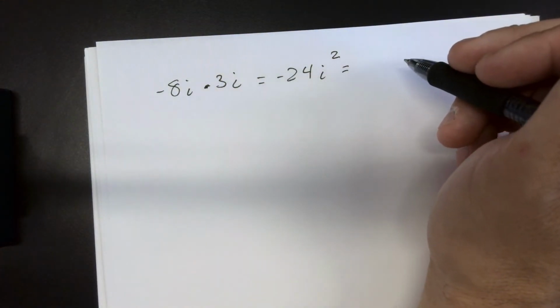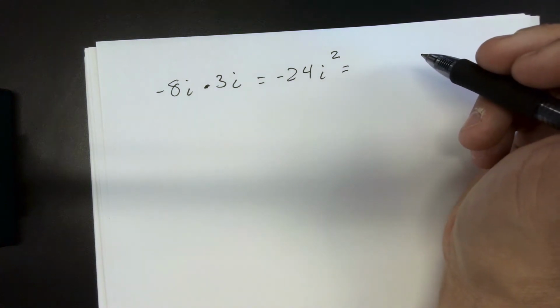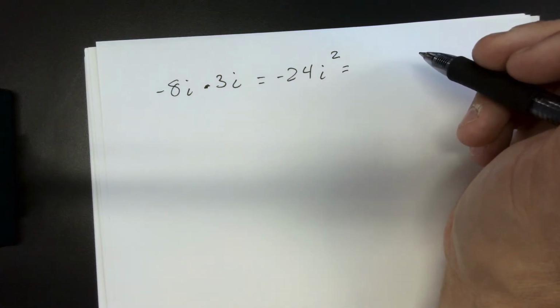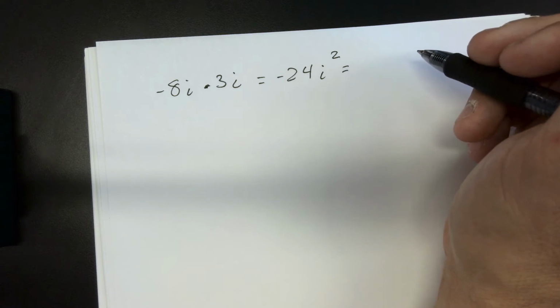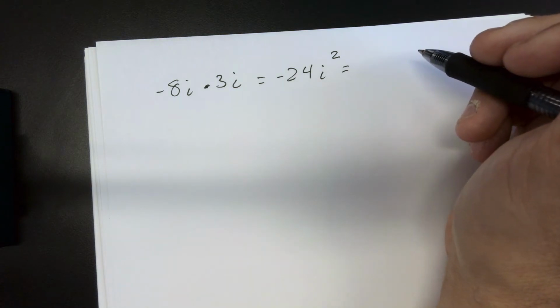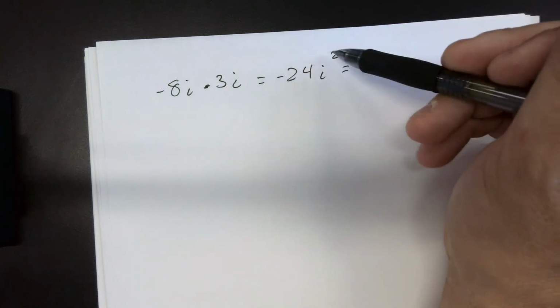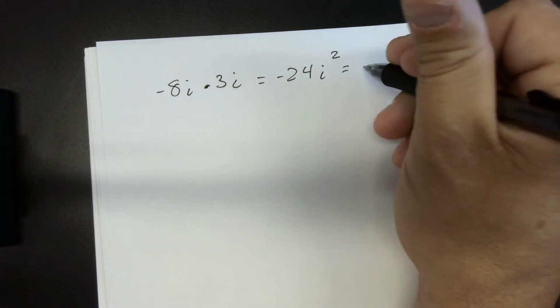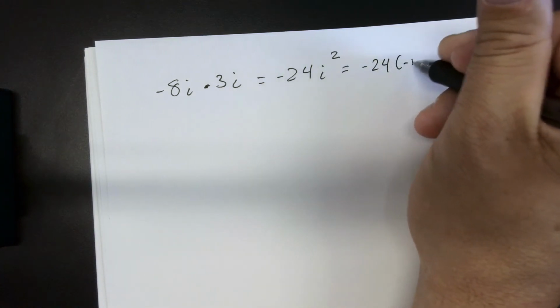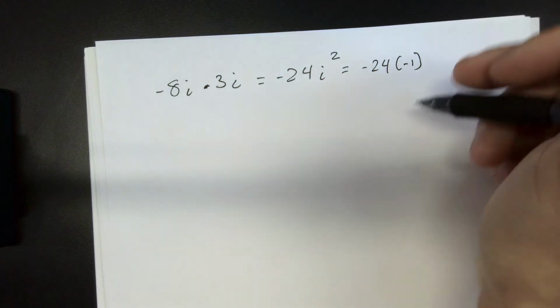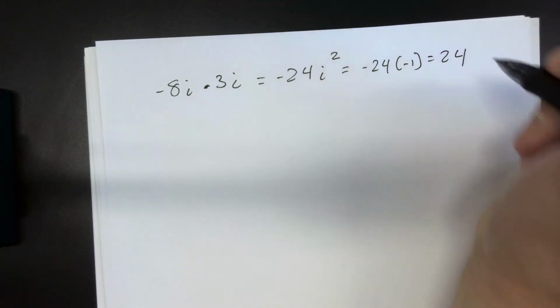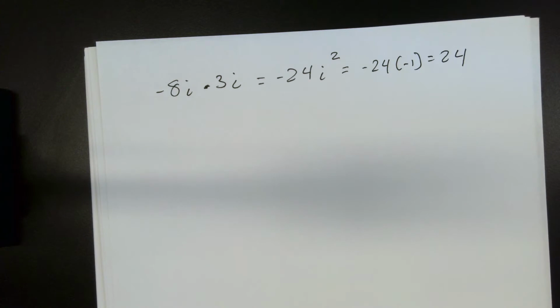It is, but why? Why is the answer positive 24? Tell me. Where are you getting the other negative from? Okay, i squared equals what? So because i squared equals negative 1, negative 24 times a negative 1 is positive 24. i squared equals negative 1.